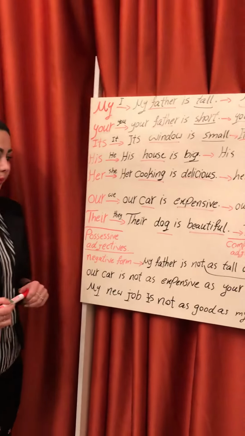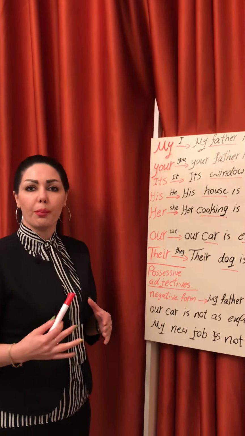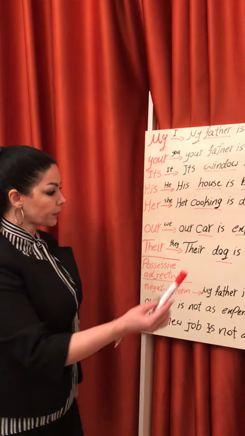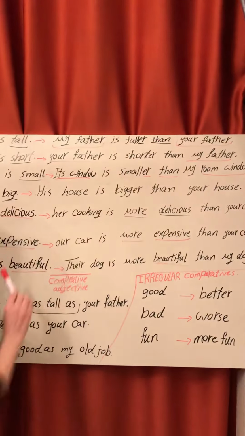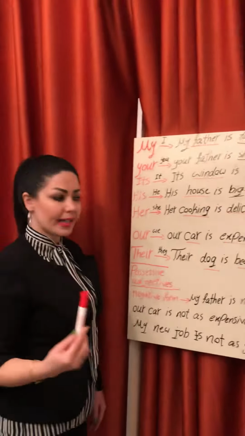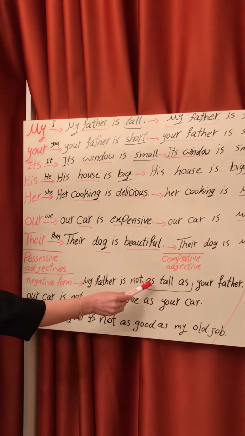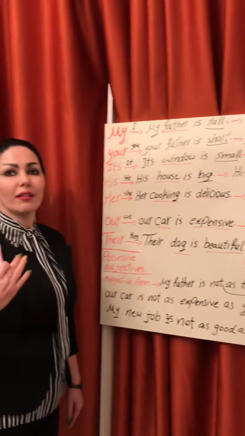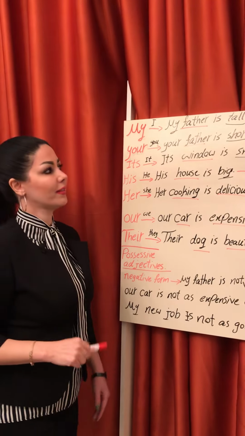Now, what about the negative? How can we make a sentence for comparative adjectives in the negative? For example, my father is taller than your father. I want to say it in the negative. My father is not as tall as your father.